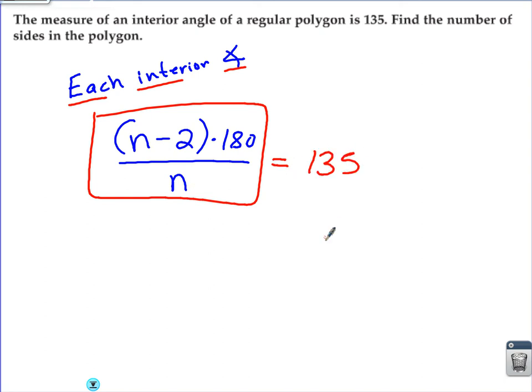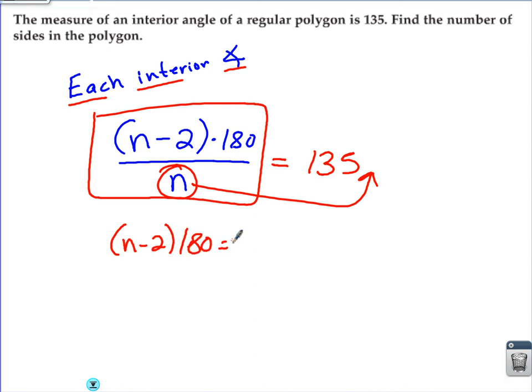We're going to solve that equation. See that? Because we don't know how many sides it has. We want to find out how many sides are in this polygon. So that's a pretty tough looking equation, isn't it? How do I get rid of divided by n? Multiply by n. Doesn't that make it a whole lot easier? n minus 2 times 180 equals 135n.